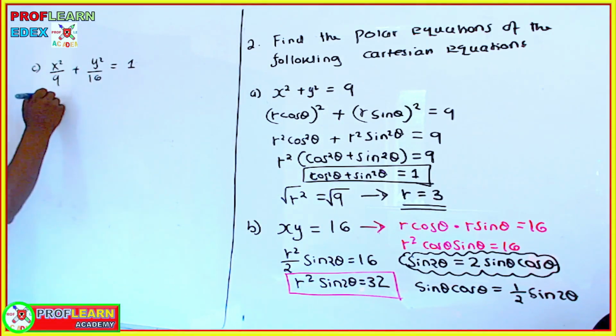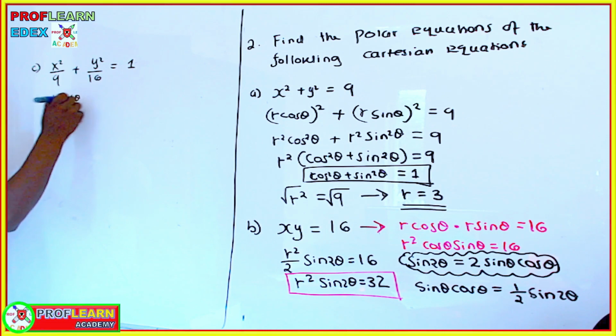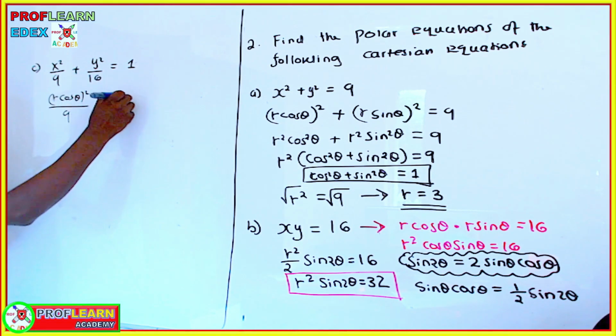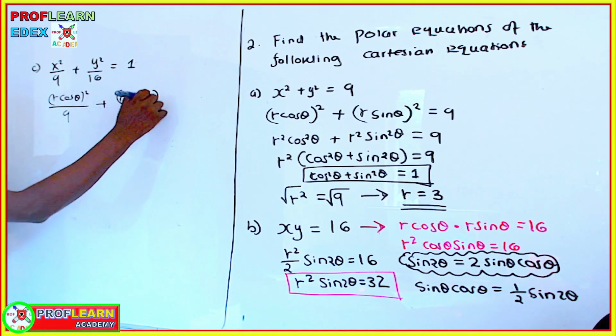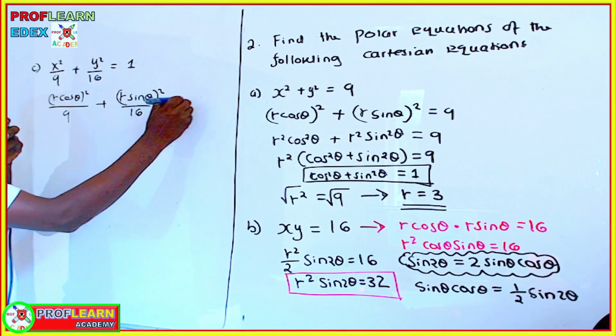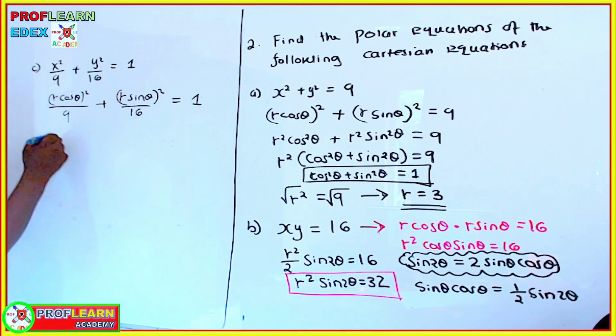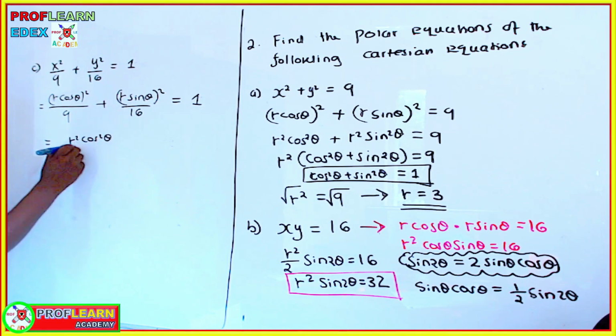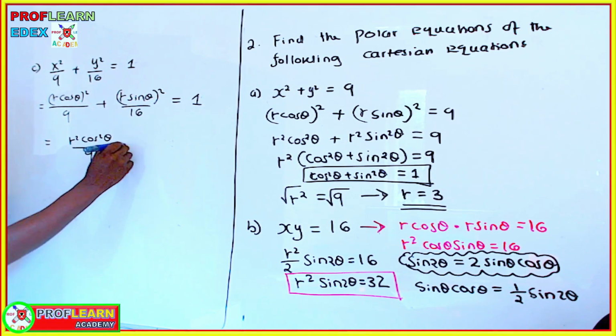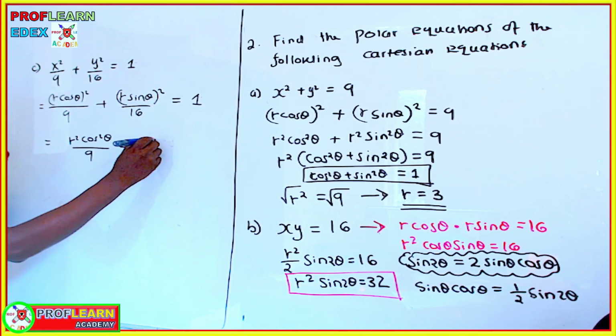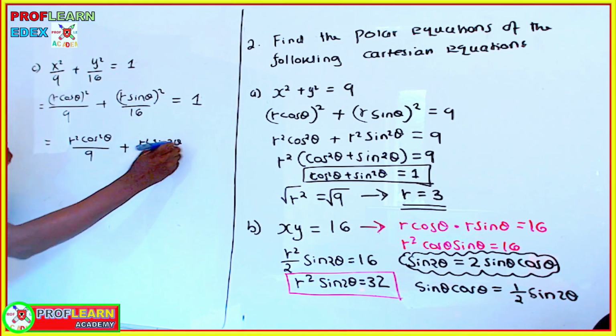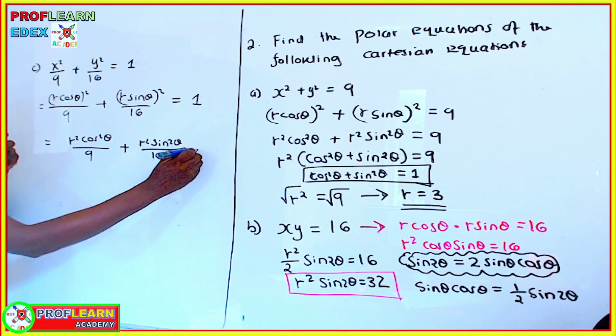So this is going to be (r cos theta) squared over 9 plus (r sine theta) squared over 16 equals 1. And finally, this is going to reduce to r squared cos squared theta over 9 plus r squared sine squared theta over 16 equals 1.